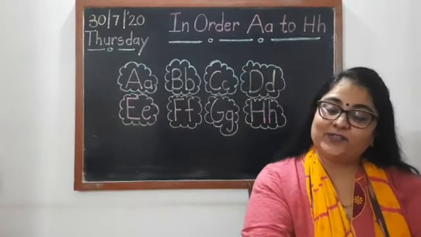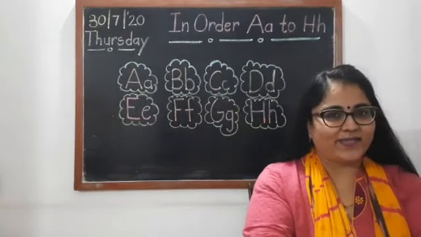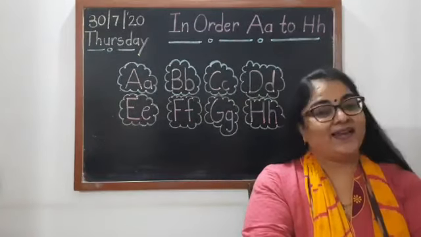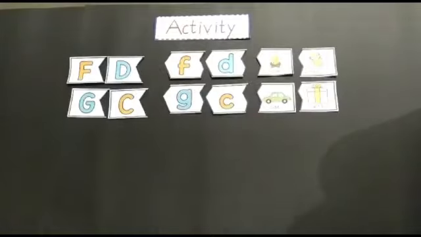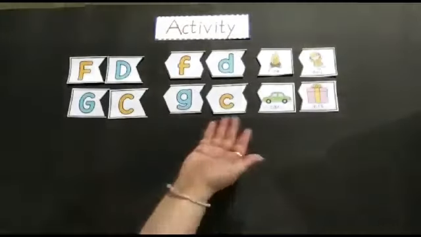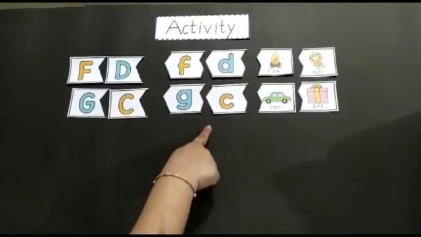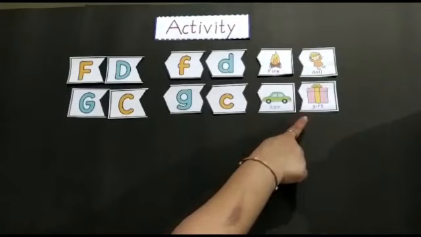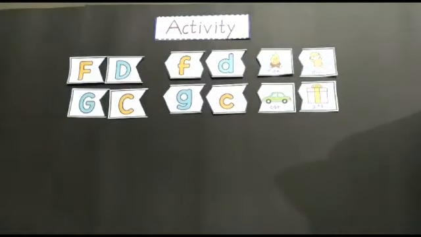Now, let us do a fun activity related to alphabet A to H. Are you all excited? Yes, very good. Let us start the activity. Here we have puzzles of capital alphabet, small alphabet and pictures related to alphabet, right? So now let us start. And how we will do this activity, children?